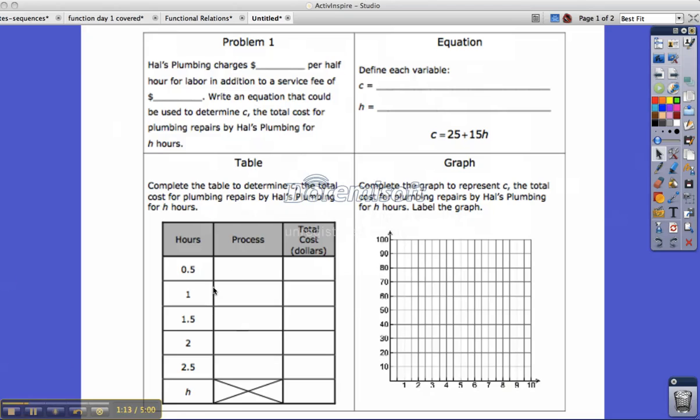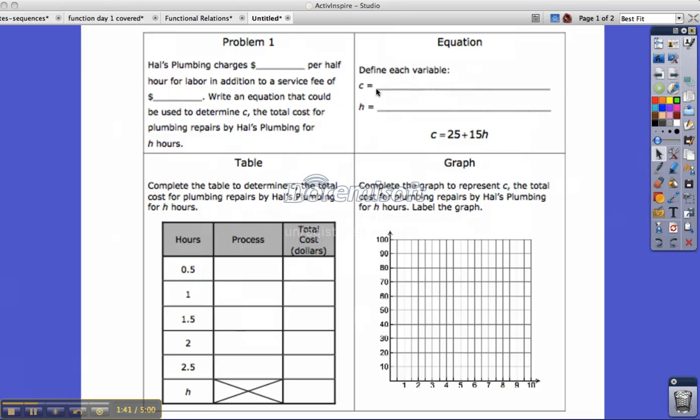Okay, so you should have unpaused it right now. If we look here, this has blanks in it, so there's no way we can answer anything without filling in these blanks and really seeing what that is. So notice that another piece of information you're given is the equation. It says to write an equation, and they actually gave you the equation. So we're going to use this equation to fill in these blanks. So let's start by looking at the equation C equals 25 plus 15H.